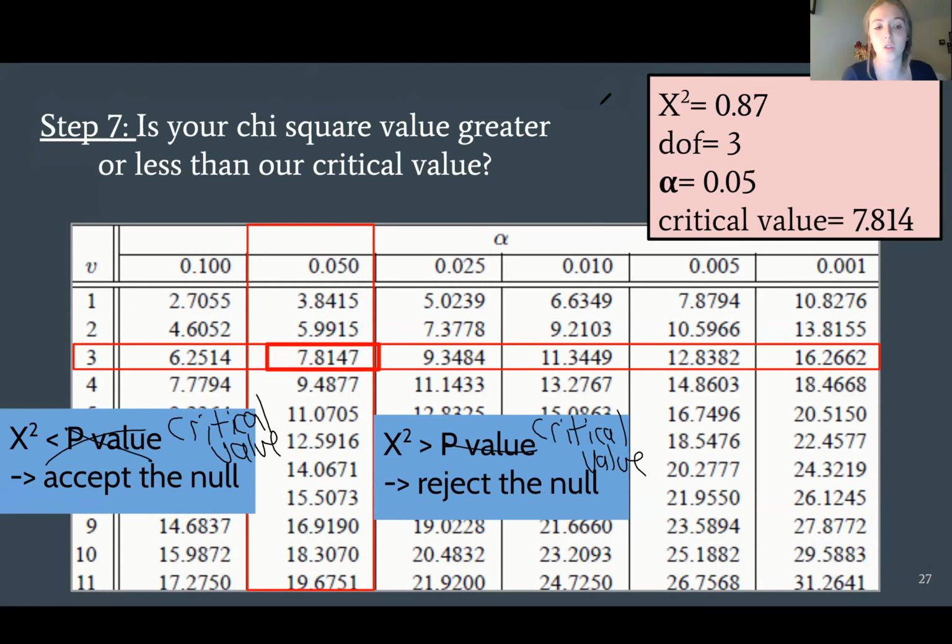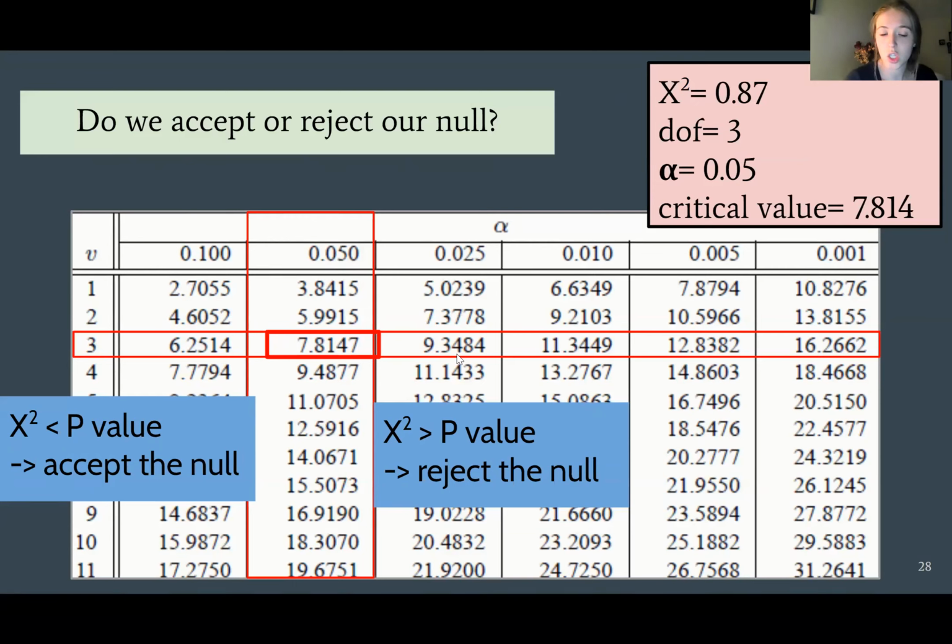If your chi-squared value is less than your critical value, you are going to accept the null hypothesis. That null hypothesis that we talked about earlier, we're going to come back to that. If your chi-squared value is greater than the p-value, that means you are going to reject the null hypothesis. Okay? So, based off of what we just calculated, are we going to accept or reject our null hypothesis?